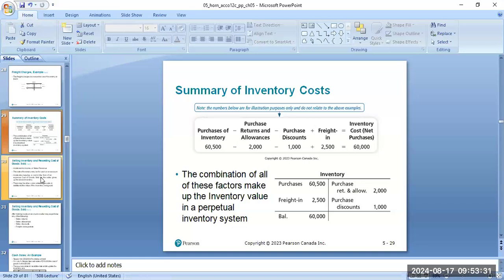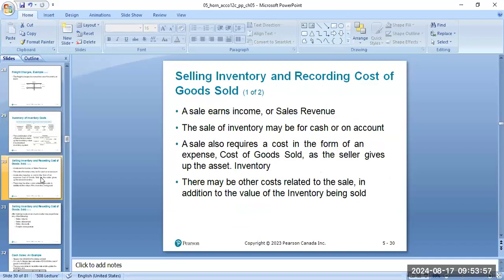All these things are going to be tracked by our perpetual system, so we don't have to keep manual records. Once the transaction is posted in the system, everything updates itself automatically. So we're going to have the purchases, the returns, the allowances, and the freight. That's for when we purchase the inventory.